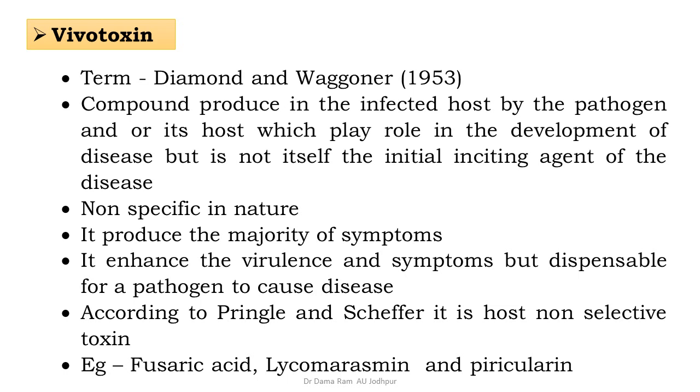So in India, if you recall the history from the first or second lecture, that is Sadasivan in 1955, he also established a school of plant pathology in Madras, that is Chennai, and he developed the concept of the vivotoxin in India and reported the production of fusaric acid by Fusarium vasinfectum that causes wilt in cotton.